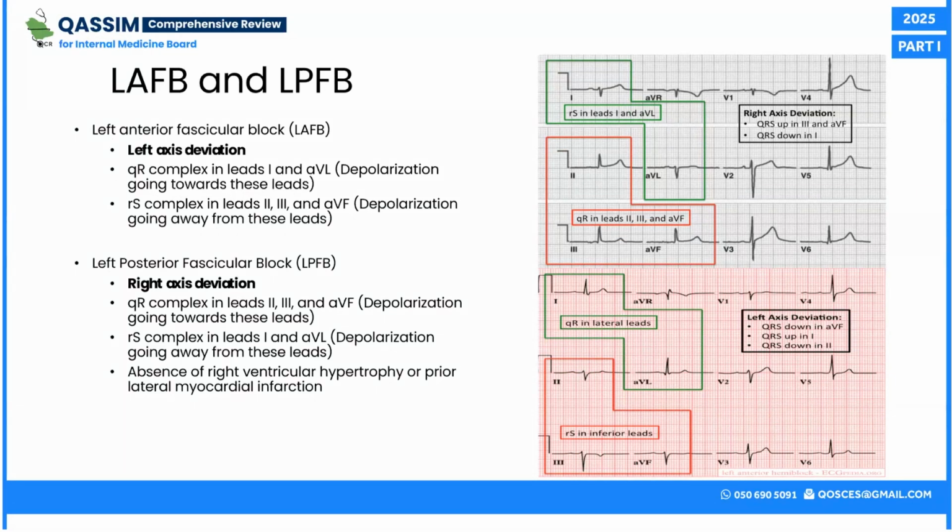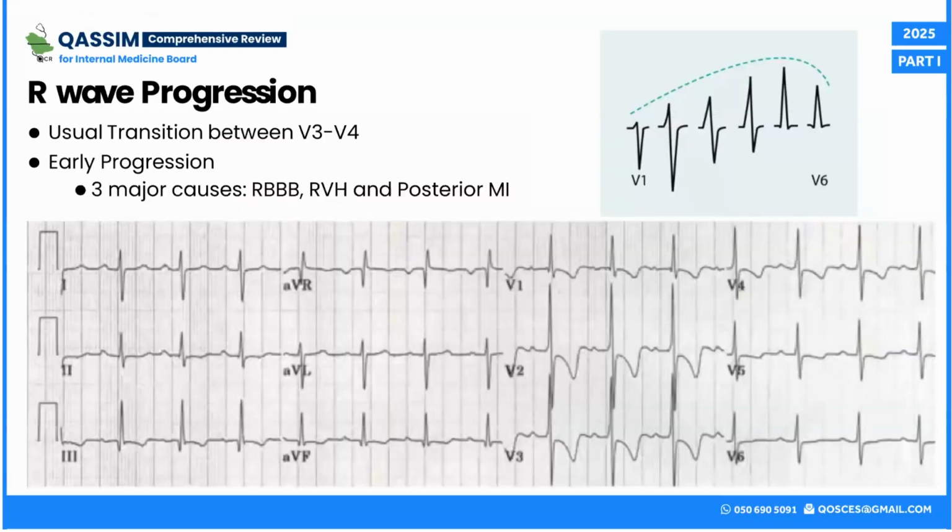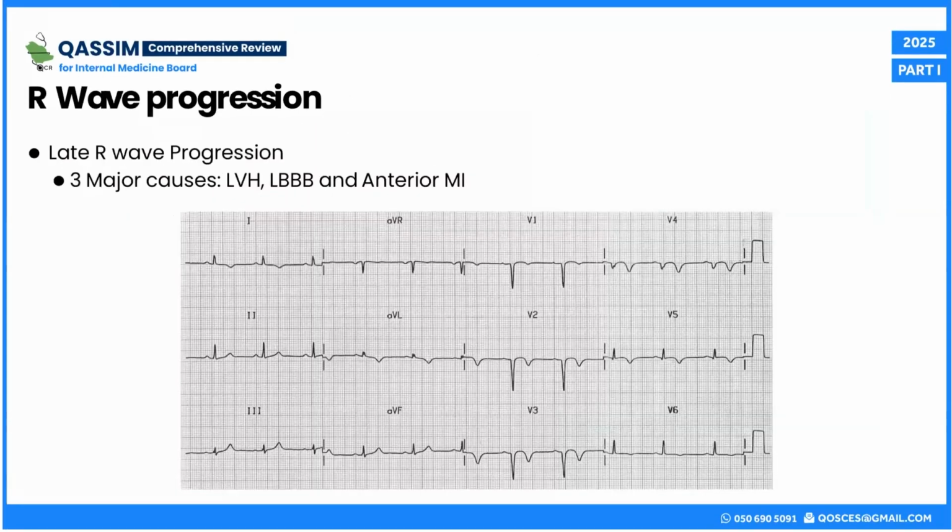So between V3 and V4, your R should equal your S. If it is not, then there is something wrong. If it happens earlier, at lead 2, where your R equals your S, think about right bundle, RVH, and posterior MI. So yeah, as we said, the late progression.